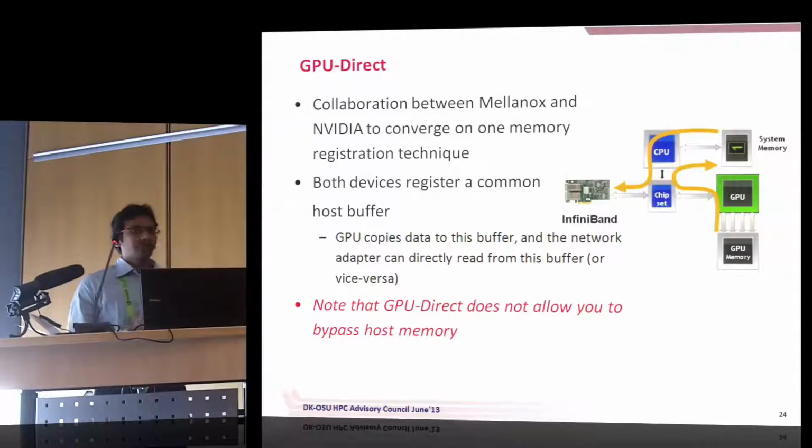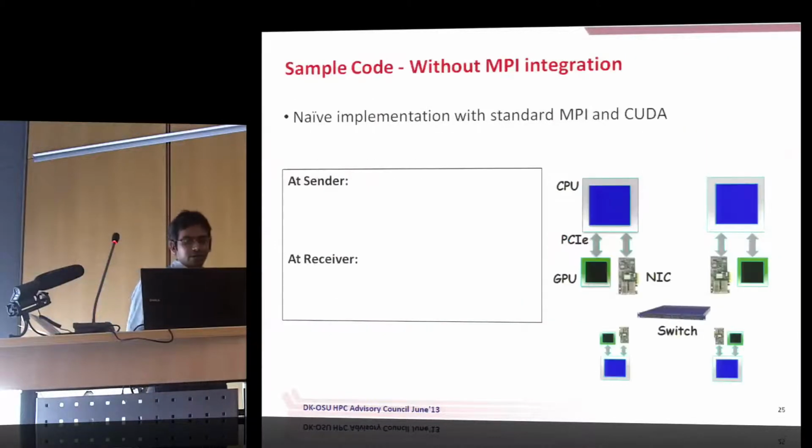Now, NVIDIA proposed a set of features called GPUDirect, a collection of features which improves the communication on GPU clusters. The first release of GPUDirect enabled common memory to be registered by both the GPU and the network adapter. This removes the need for the extra copy in the host memory, but it still requires the copy from the GPU to the host memory and then the transfer over the network. Now, from the perspective of an MPI application, what does the application developer have to do for MPI communication on GPU clusters?